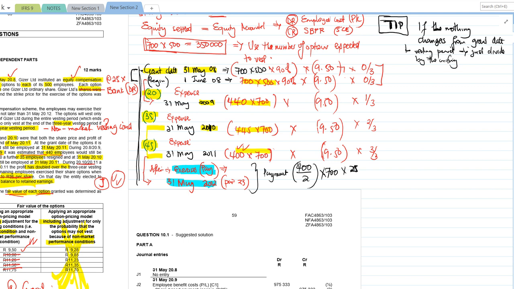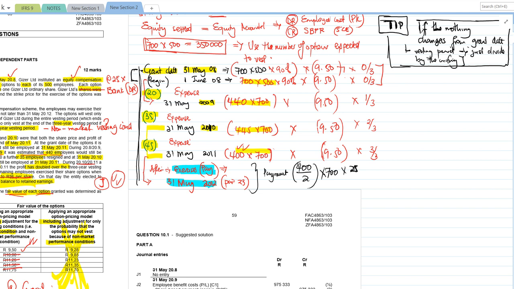Meaning, even the number of options expected to vest have not changed. So that means we are dealing with a situation where there's no modification, nothing. I'm going to deal with modification just now, right? So those are some of the elements we're expecting.